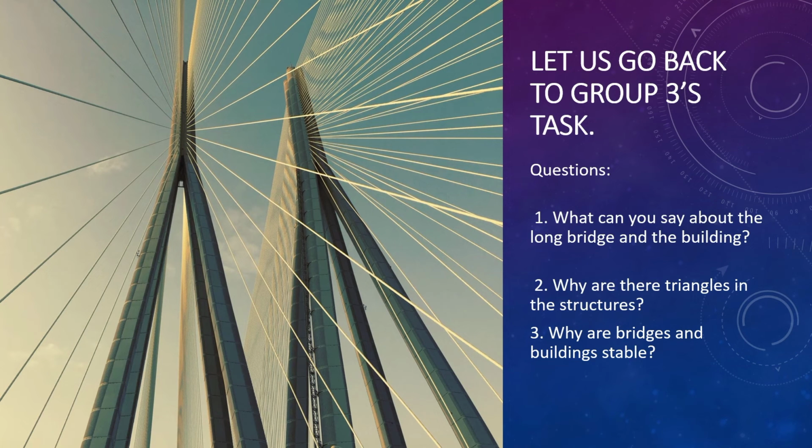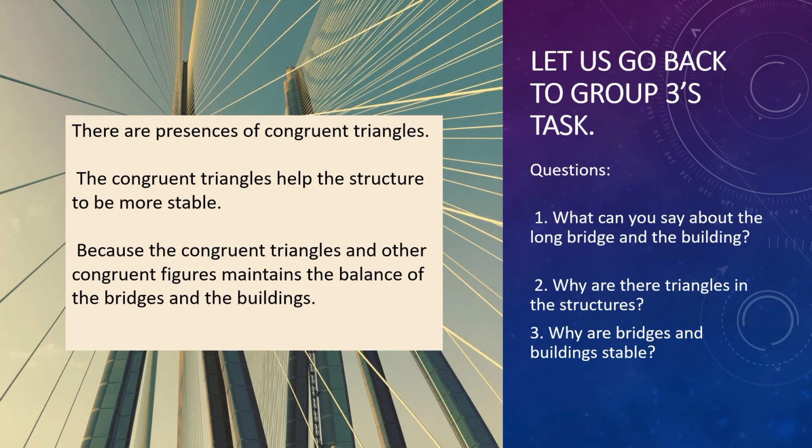Let us go back to Group 3's task. What can you say about the long bridge and the building? Why are there triangles in the structures? Why are bridges and buildings stable? There are presences of congruent triangles. The congruent triangles help the structure to be more stable. And because the congruent triangles and other congruent figures maintain the balance of the bridges and the buildings.